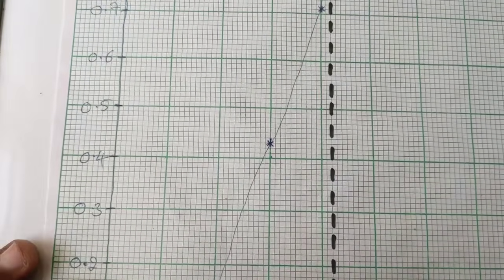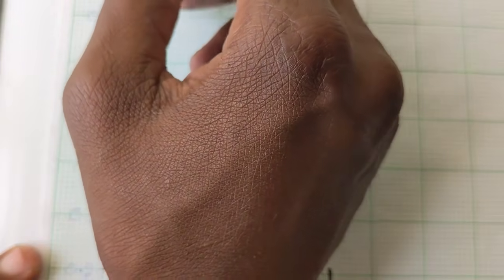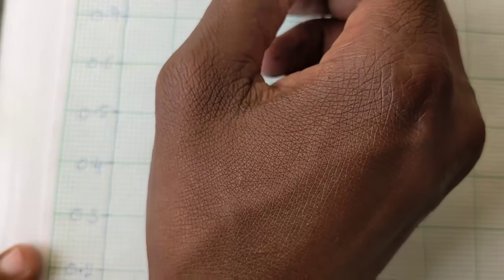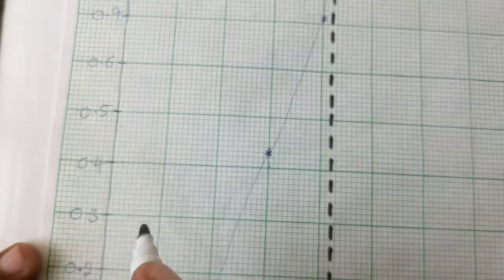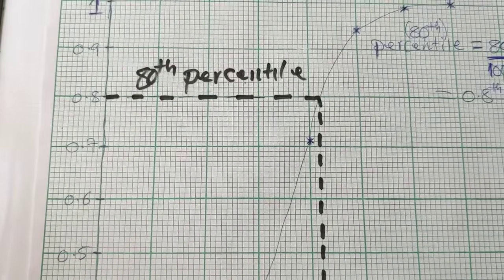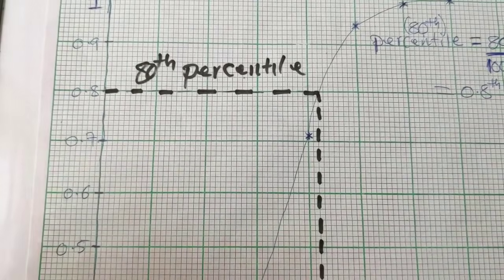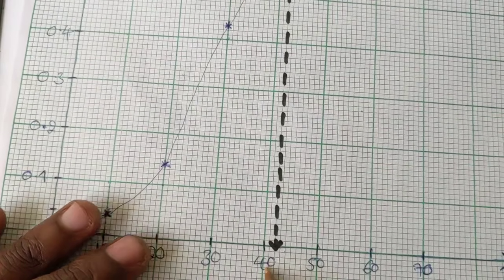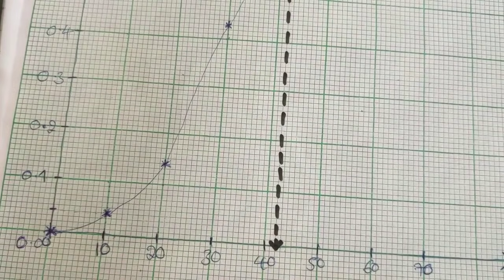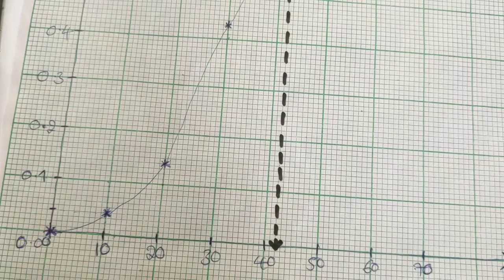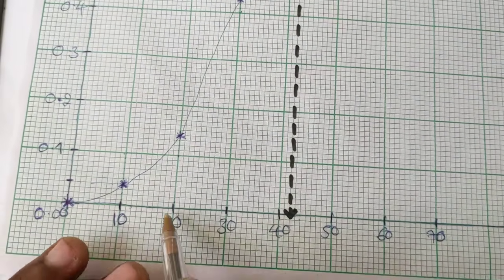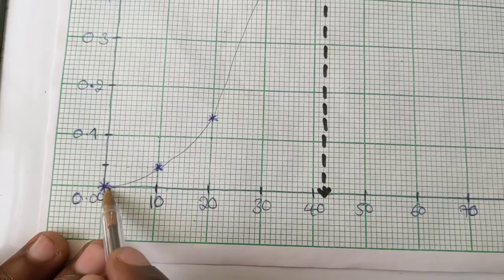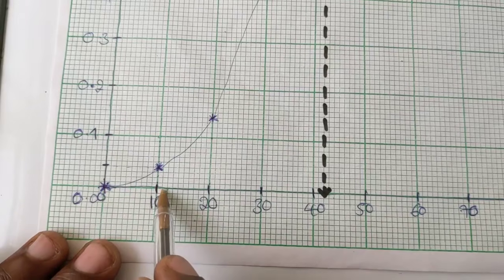You need to indicate that this is the 80th percentile. Now, what is the answer right here? Here we said that one box represents 10 units. From here to here it's 10, so one box is just 1.